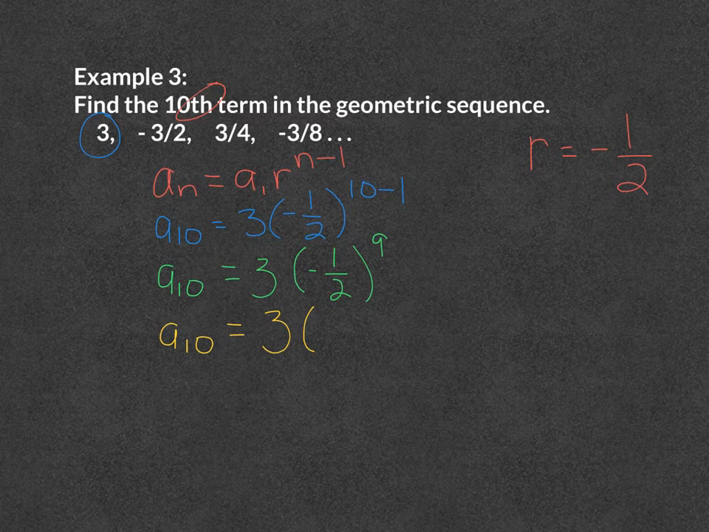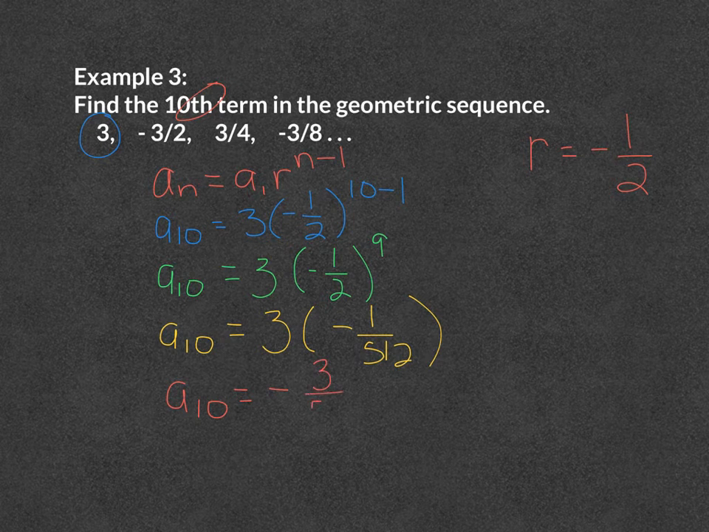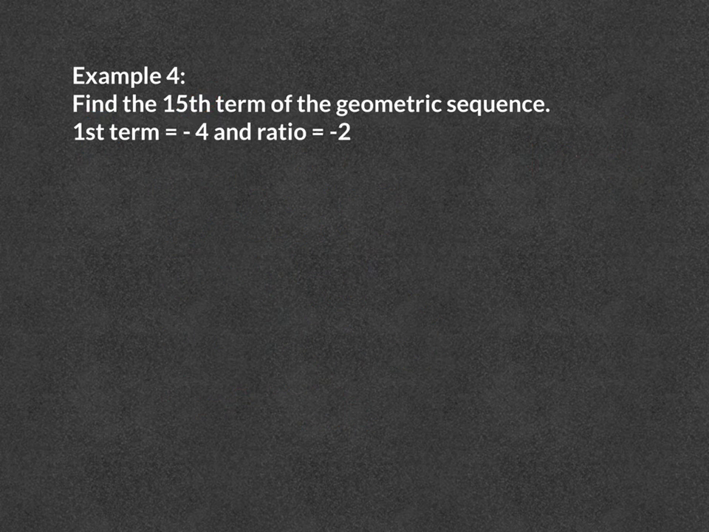Now I'm going to bring down a sub 10 equals, bring down 3. Now I'm going to take negative 1/2 and multiply it by negative 1/2, multiply by negative 1/2. I'm going to do that 9 times until I get a negative 1 over 512. Now I'm going to bring down a sub 10 equals, now 3 times negative 1 over 512 will give me a negative 3 over 512. So that means that the 10th term in this geometric sequence is negative 3 over 512.